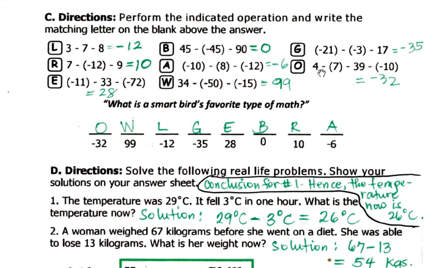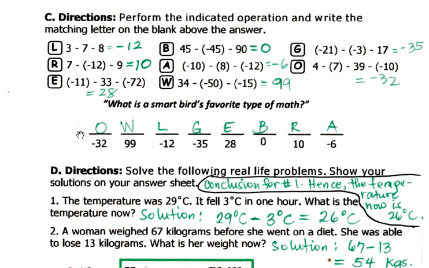For letter O, 4 minus 7, that is negative 3 minus 39. That becomes negative 42. Then minus negative 10. So that becomes negative 42 plus 10. That's negative 32. And there is here the message.